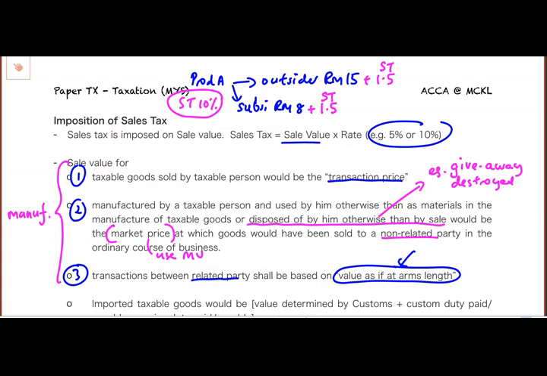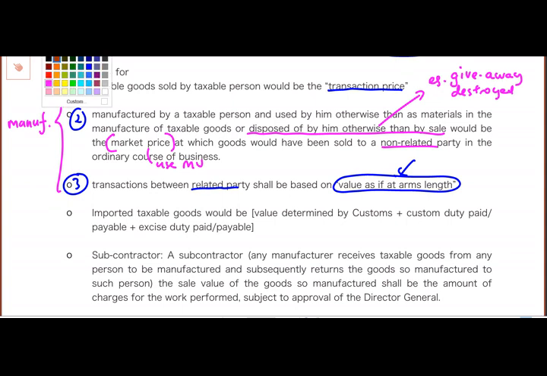Now, what about cases when you import? If you do importation, for import purpose the value is determined by customs.